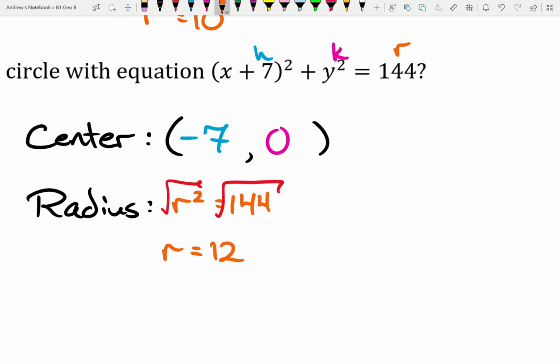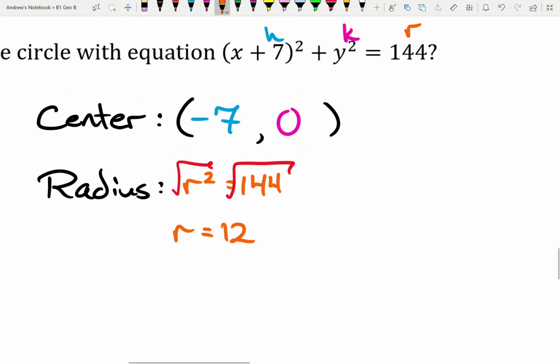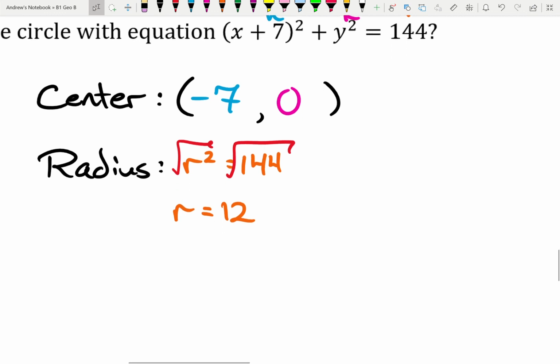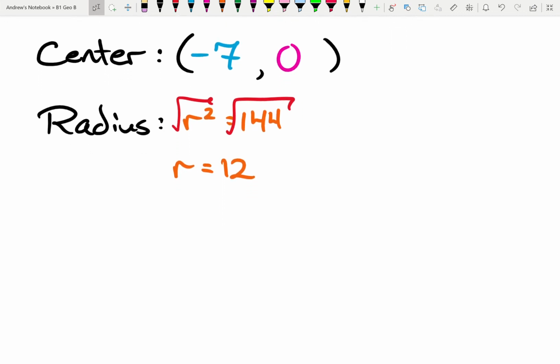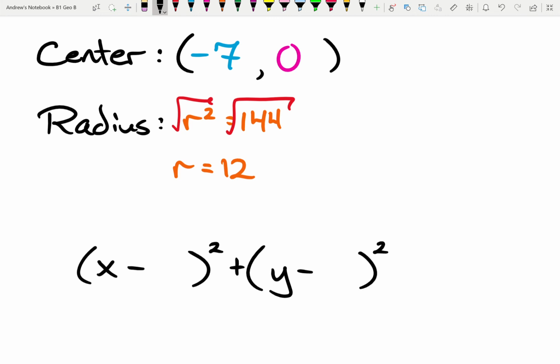One way that you can double check your work on these is, after you figure out your center and your radius, pretend that you didn't have that original equation. Pretend you just had the center and the radius, and then work through it like one of the problems that we started off with. I'll give myself a little skeleton here. My radius was 12, we'll throw that 12 in there. My h was negative 7, and my k was 0.